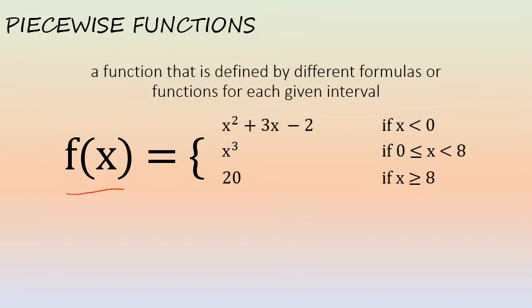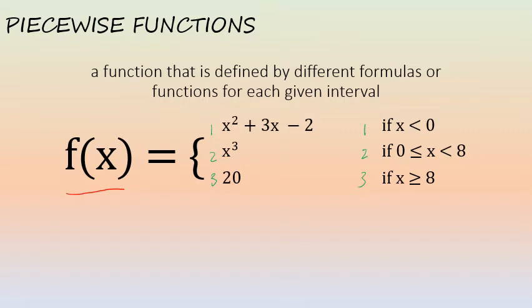Okay? So, a piecewise function class, as defined here, has different formulas. So, where are our different formulas? Ito po yun. So, we have 1, 2, 3. We have three different formulas or functions for each given interval. And where are our intervals? So we have here interval 1, interval 2, and interval 3. Okay? So ganito ang itsura ng isang piecewise function.